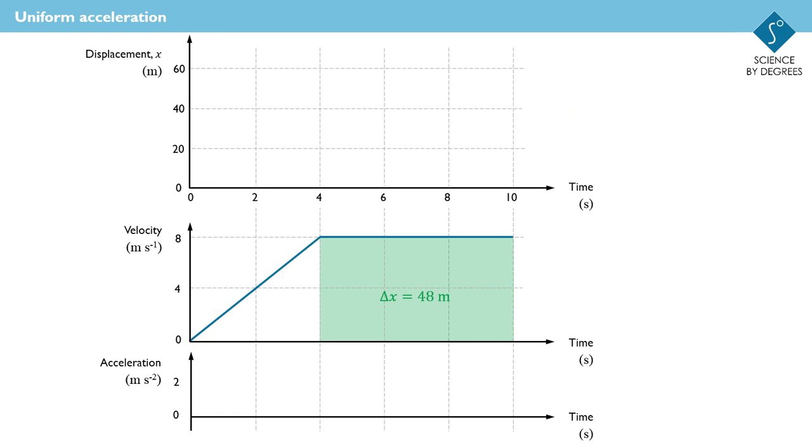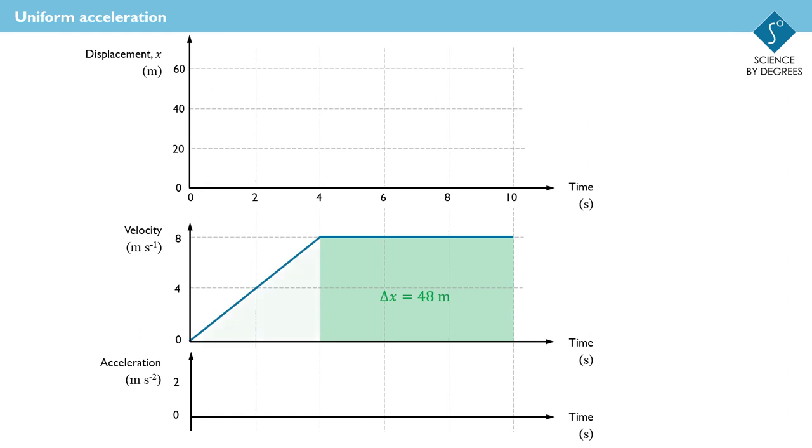And another really key thing is that we haven't coloured the green thing in by accident. That rectangle there has an area of 48. So the area underneath the graph tells you the displacement. Okay, now we've got this 48 meters, but we don't know exactly where it goes on this displacement time graph because we haven't looked at the first part of the motion yet. So let's do that now.